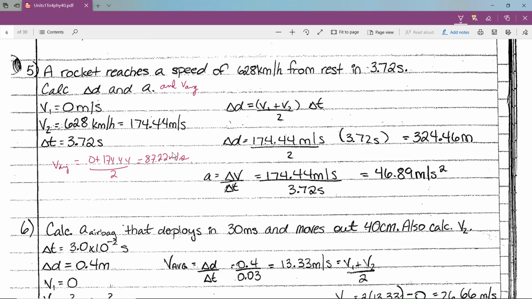Okay, so then delta D is V average delta T. So 87.22 times 3.72, and you get 324.46 meters. And the acceleration is the change in velocity over change in time. So our change in velocity was 174.44 over 3.72 seconds. So this rocket's accelerating pretty fast, large number, 46.89 meters per second squared.